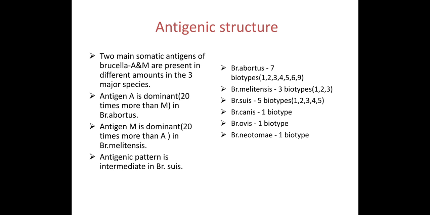Further typing, which is called intra-species typing of Brucella, has led to various biotypes. Brucella abortus shows 7 biotypes, Brucella melitensis has 3 biotypes, Brucella suis has 5 biotypes, and Brucella canis, Brucella ovis and Brucella neotomae have so far shown only 1 biotype.